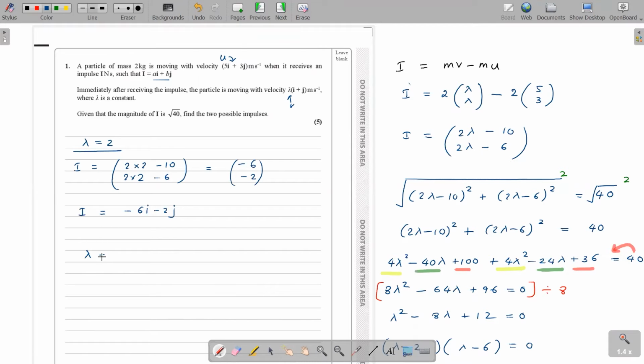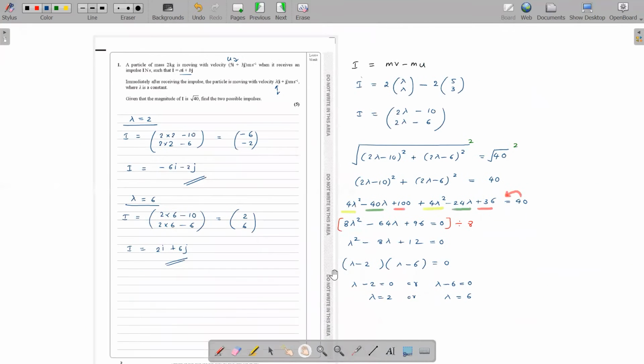And the next one, when lambda equals 6. So the impulse, 2 lambda minus 10, substitute into this impulse equation. So 2 times 6 minus 10, and the other one, 2 times 6 minus 6. 2 times 6 is 12. 12 minus 10 is 2. 2 times 6, 12. 12 minus 6 is 6. So I get the other value of impulse as 2i plus 6j. So these are the two possible impulses and the answer to our question.